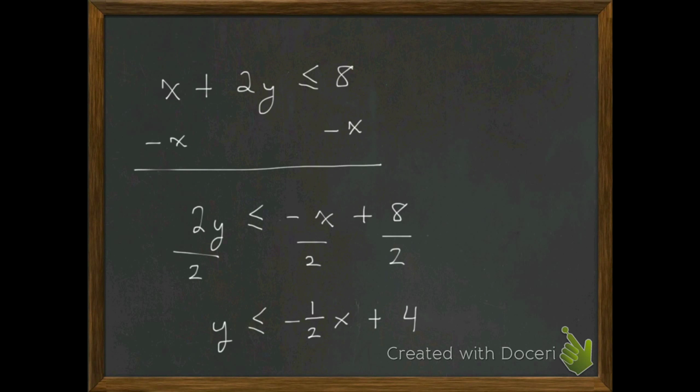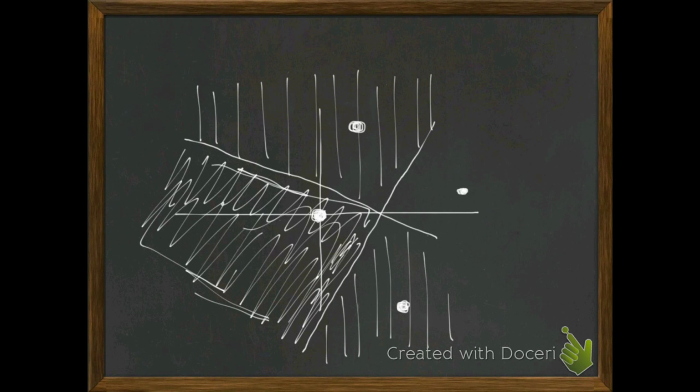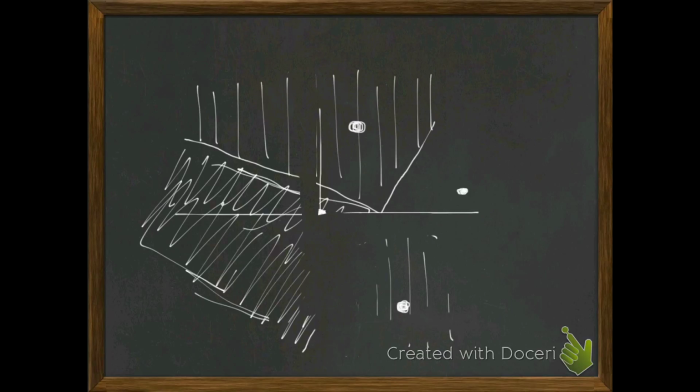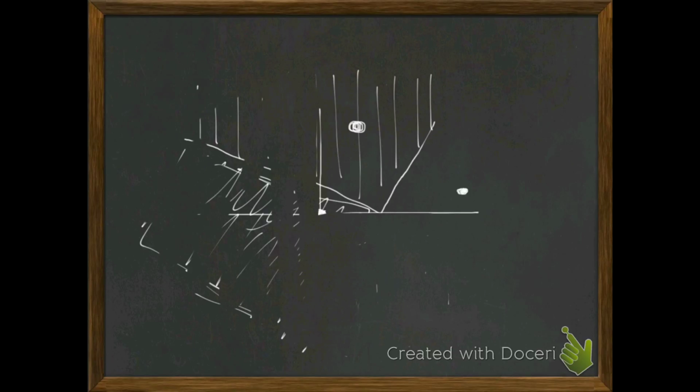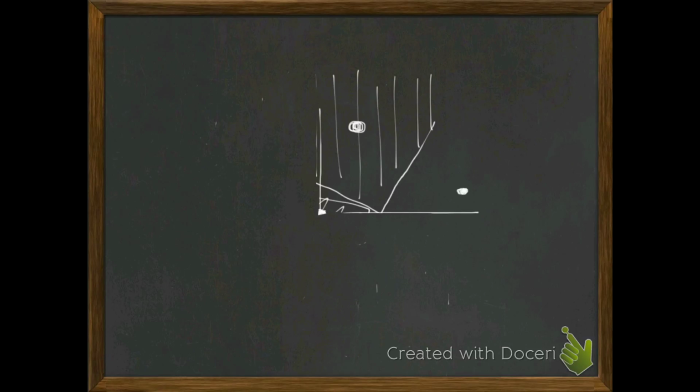Well, the way it changes is this. Instead of looking at our graph from negative infinity, or really from negative 10 to positive 10, we would only be interested in the solution up here. We're only interested in the situations where x and y are both positive.